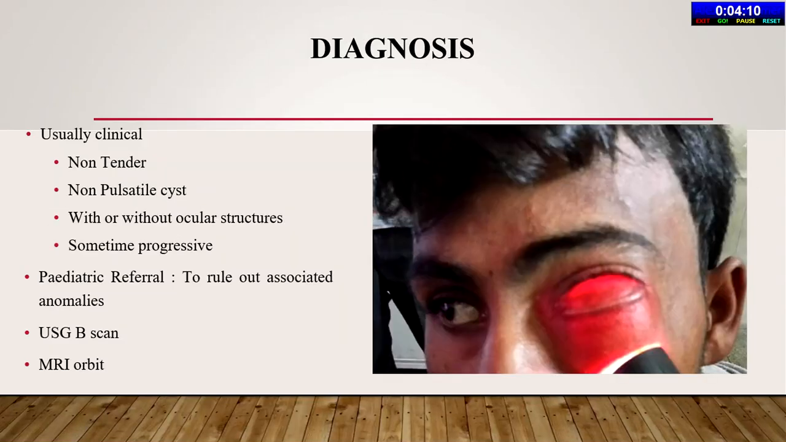Diagnosis is basically pure clinical: a non-tender, non-pulsatile cyst present in either the central or inferior orbit, with or without ocular structure. Sometimes it might be progressive. Pediatric referral has to be done to rule out any ocular or systemic anomalies. USG B-scan and MRI are done to rule out any other associated pathology and to know the exact location of the cyst.